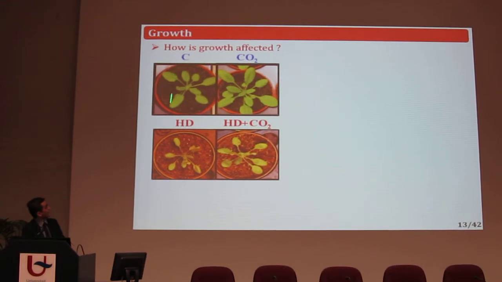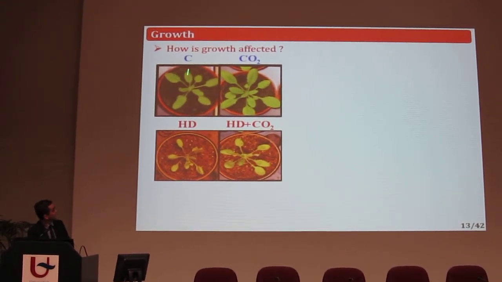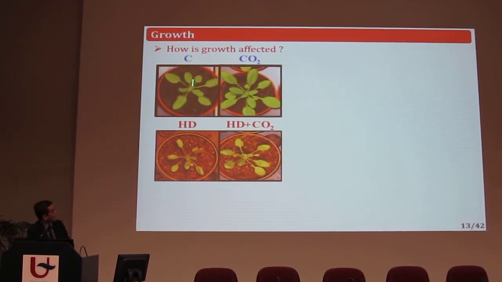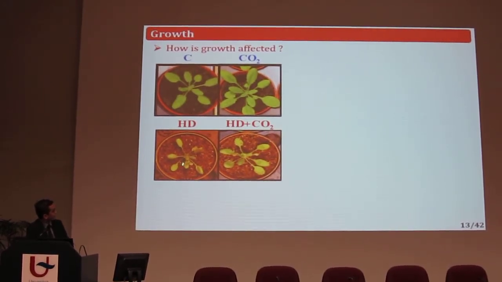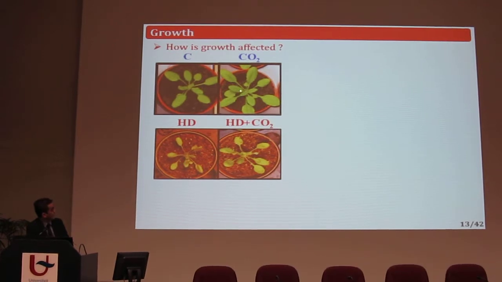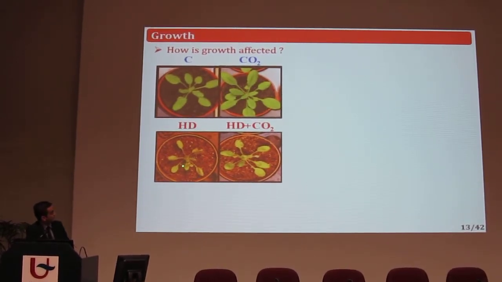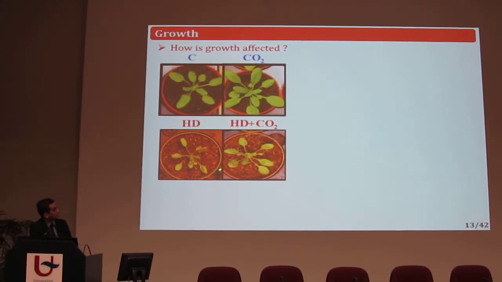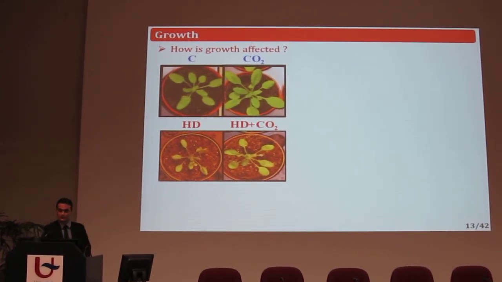So here we can clearly see that control plants and elevated CO2 grown plants, CO2 plants are already bigger, and the impact of heat and drought is very clear here because the plants are smaller, and CO2 plants are bigger under stress. So it is quite interesting that the CO2 is mitigating the impact of stress on plant growth.